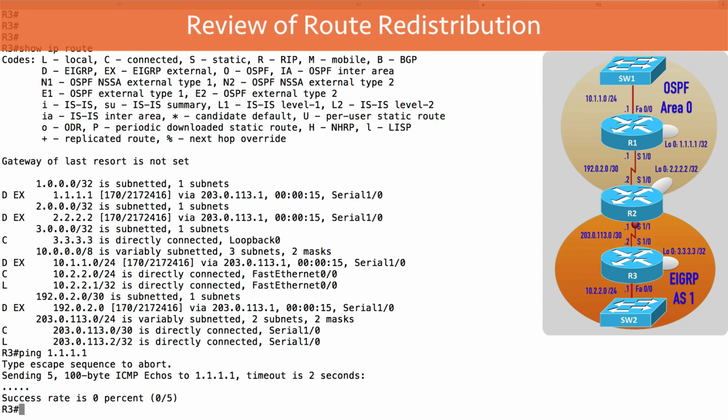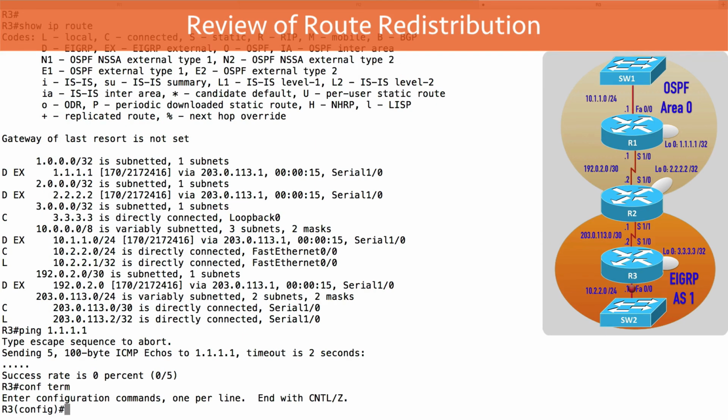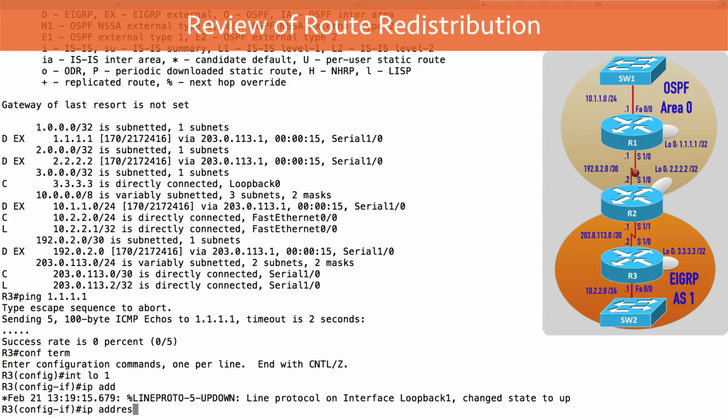I'm going to go to R3, and just as a test, let's create interface loopback 1, and let's assign an IP address of 4.4.4.4, and I'm going to give it a classful mask. The 4 in the first octet tells us this is a Class A network. A Class A network has an 8-bit subnet mask. Our subnet mask is going to be 255.0.0.0. Now, I'm not recommending you do this in the real world. This is just an experiment.